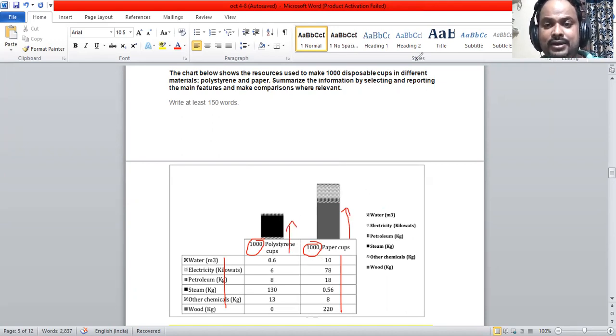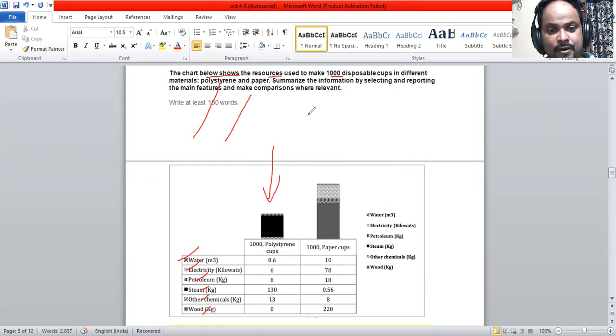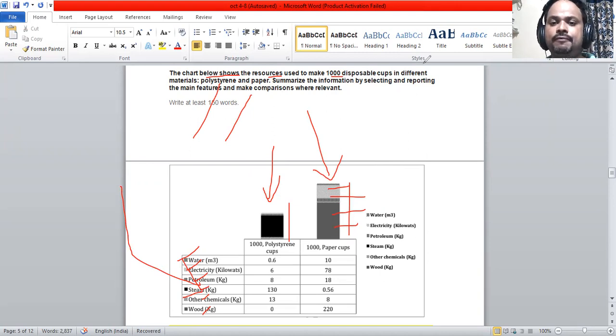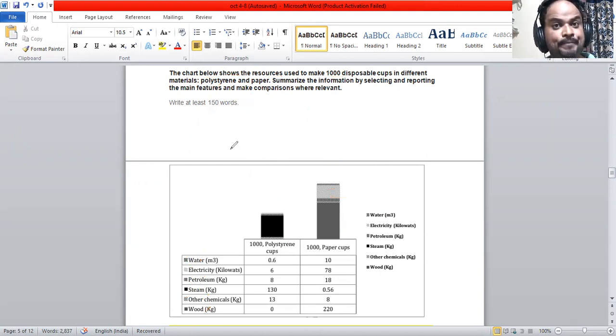So it is clear right now. The chart below shows the resources used to make 1,000 disposable cups of different materials, polystyrene and paper. That's it. So the picture is here. The proportions are detailed here in this particular area. Right now, we are going to solve this.